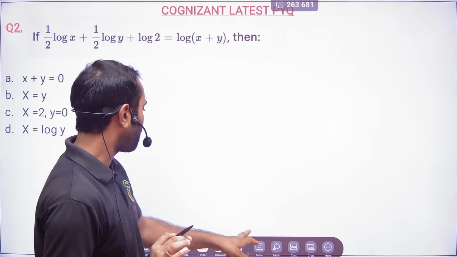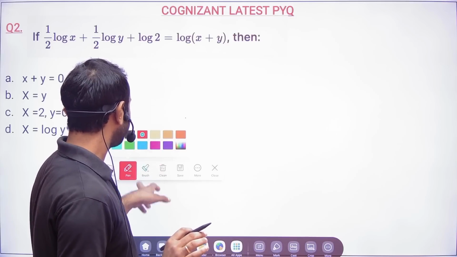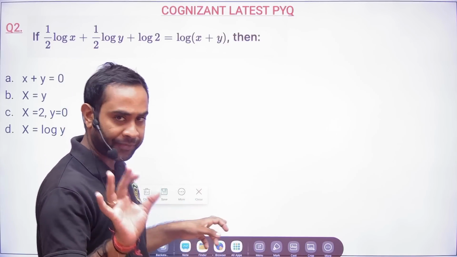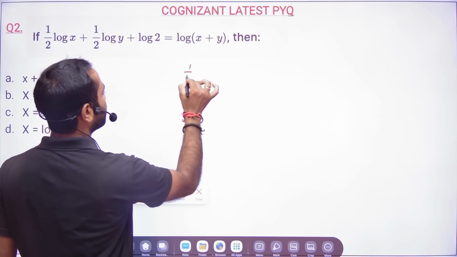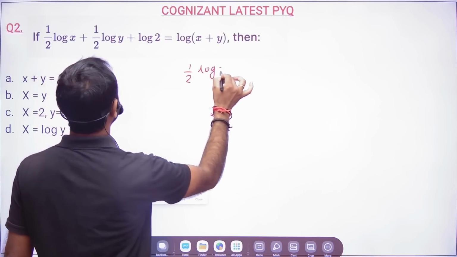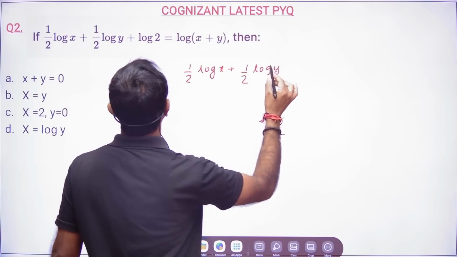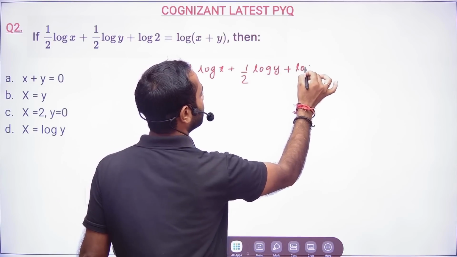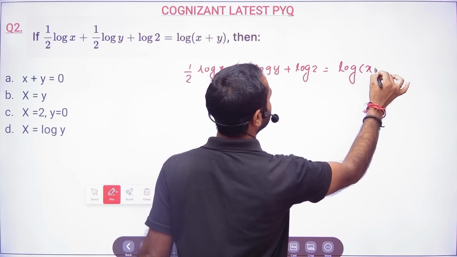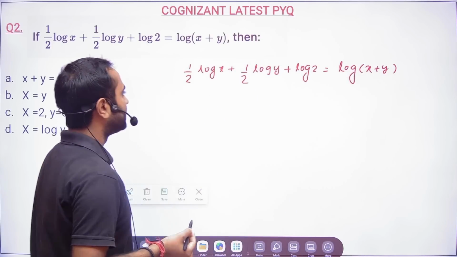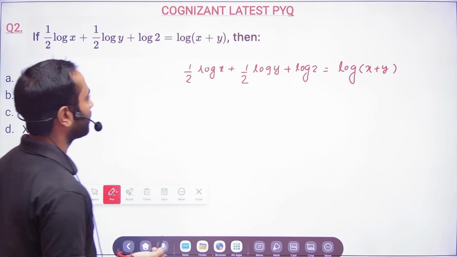Anyway, now question number 2. Question number 2 is again a question from logarithm. Logarithm is a very important topic as part of your Cognizant examination. So here we have 1 by 2 log x plus 1 by 2 log y plus log 2 is equal to log of x plus y. Then you have to tell out of these 4 which will be the correct answer.